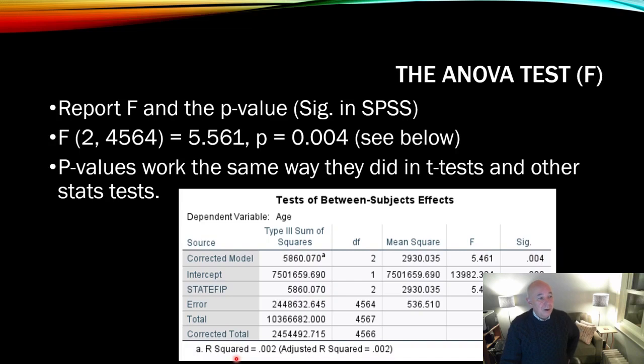The R squared here tells me that in this model I'm explaining 0.2% of the variation going on in age. So it's not a very good model. And that's one thing to note. It's not explaining a whole lot.